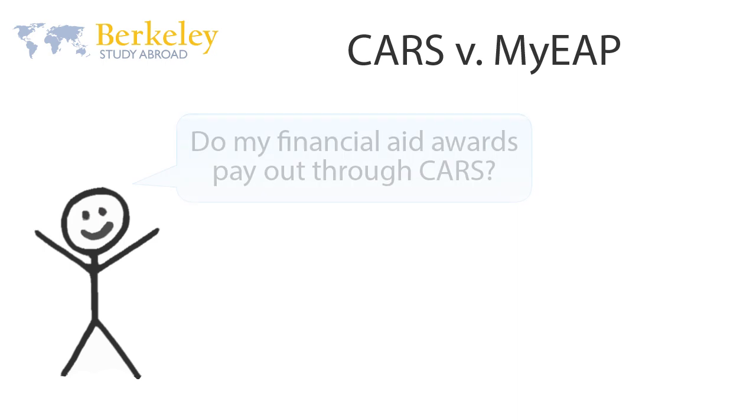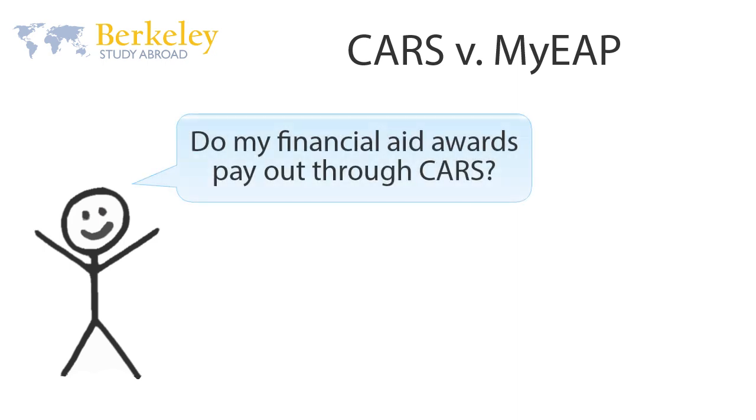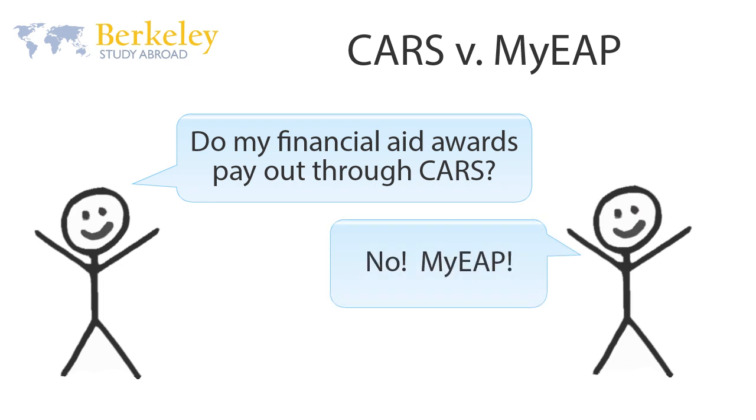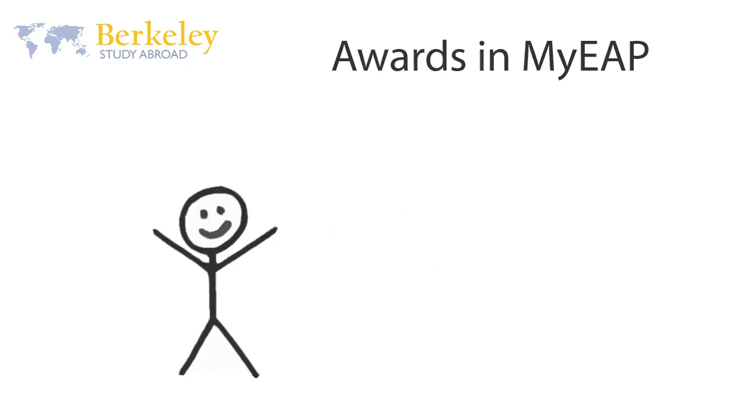My financial aid awards usually pay out through CARS. Is it the same for EAP? None of your financial aid awards will pay out through CARS for the terms you are on EAP. Similar to the billing for the program, all financial aid is reported and dispersed through the MyEAP system. This includes all scholarships, grants, loans, stipends, and fee waivers that normally pay out through the CARS system.